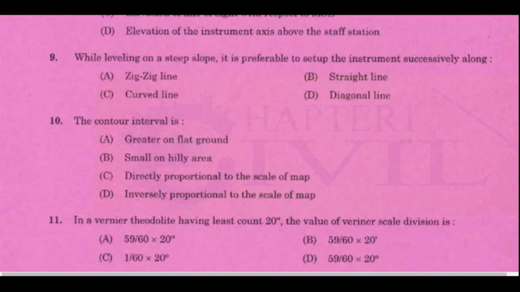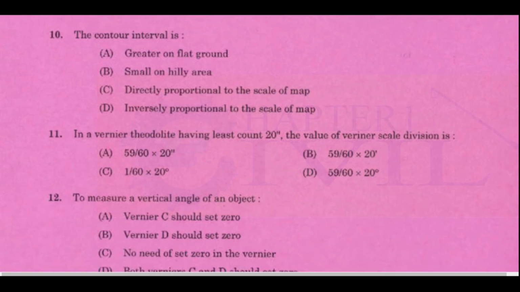Question number 9. While leveling on a steep slope, it is preferable to set up the instrument successively along zigzag line, straight line, curved line, diagonal line. Steep slope, it is preferable to set up in a zigzag manner. Question number 10. The contour interval is greater on flat ground, small on hilly area, directly proportional to the scale of map, inversely proportional to the scale of map. Contour interval is inversely proportional to the scale of map.